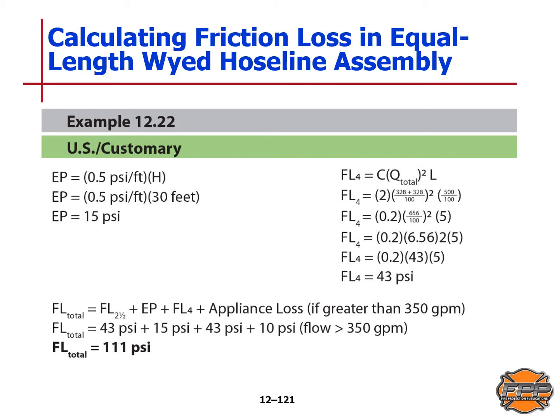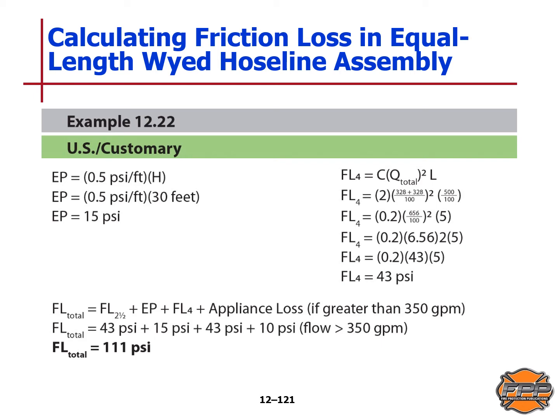Example 12.22. Let's look at elevation pressure. Elevation pressure is 0.5 psi per foot of head. And so the next step is to take elevation pressure at 0.5 psi per foot times 30 feet, because that is our elevation. It's a very simple calculation. Our elevation pressure is 15 psi.